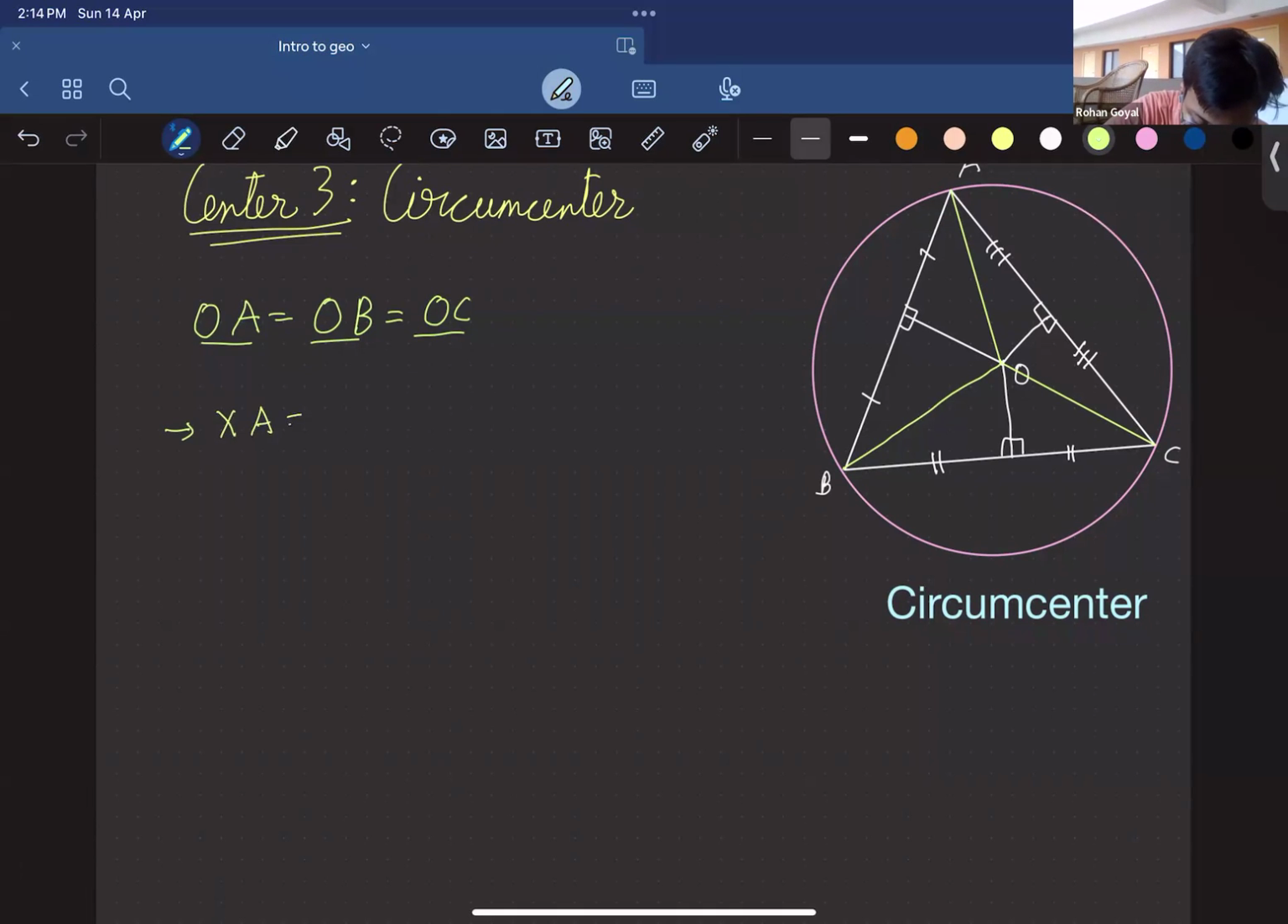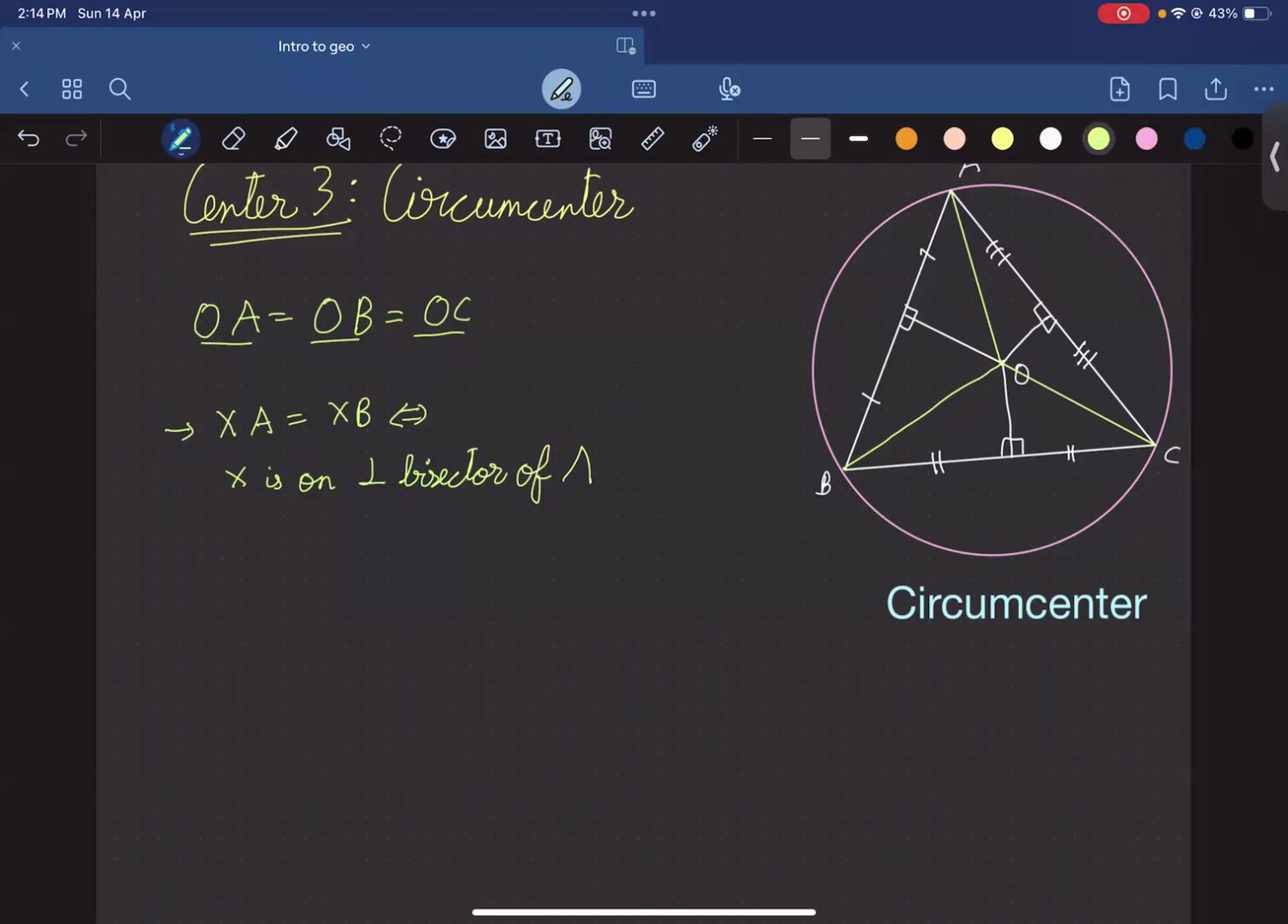XA equal to XB if and only if X is on the perpendicular bisector of AB. Yes? Does that make sense? What is the point X here, if you can tell? For any X, if XA is equal to XB, then X is on the perpendicular bisector. And if some X is on the perpendicular bisector, then XA is equal to XB. Okay, got it.